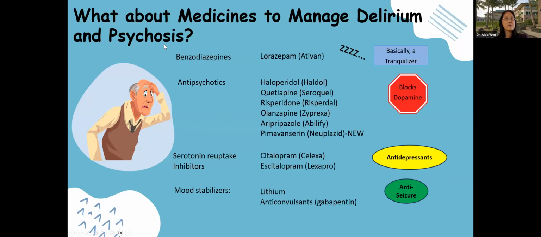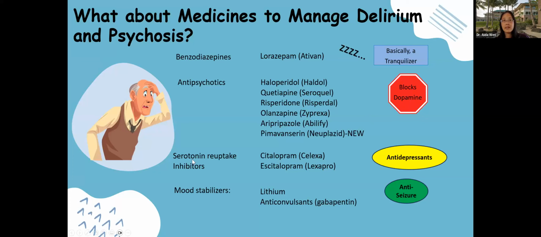Antipsychotics are often used to manage psychosis. Things like Haldol, Seroquel, Risperdal. You may have heard of some of these drugs, and what this does, it kind of blocks a chemical neurotransmitter in the brain called dopamine, and that can help manage some of this psychosis and confusion in the brain.